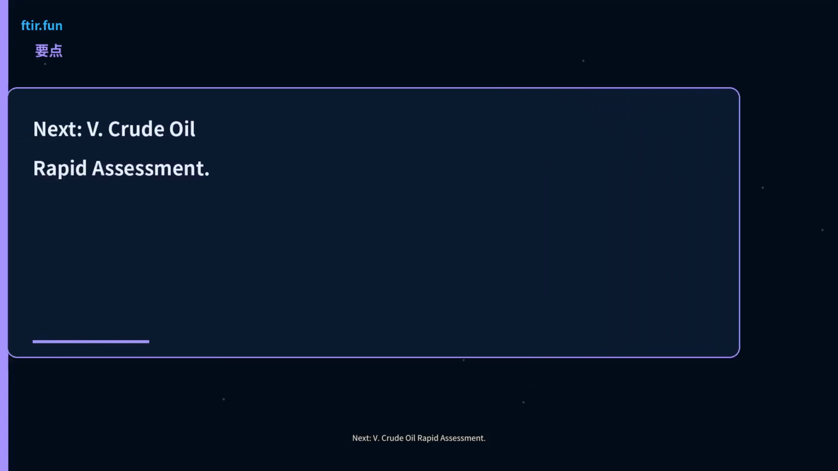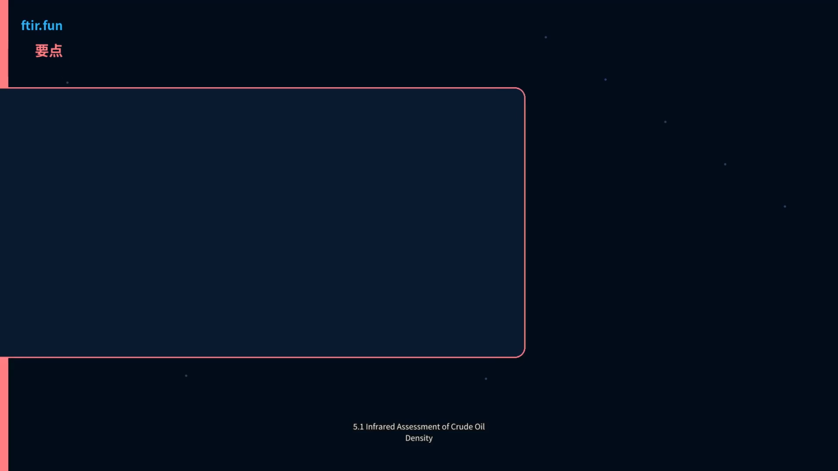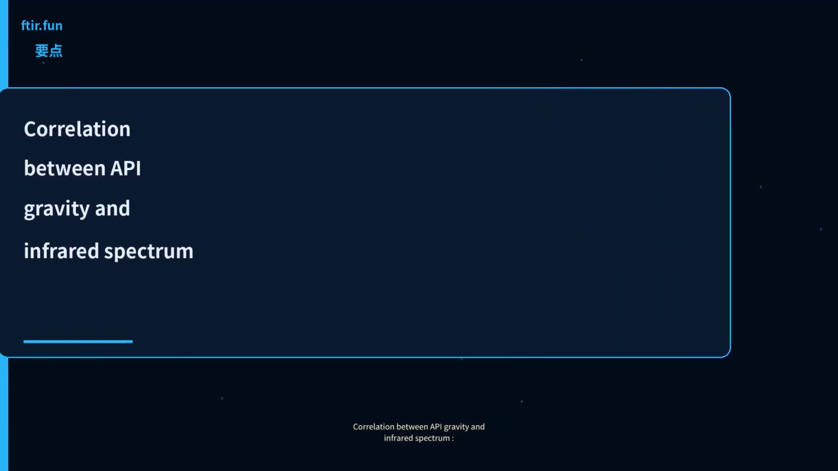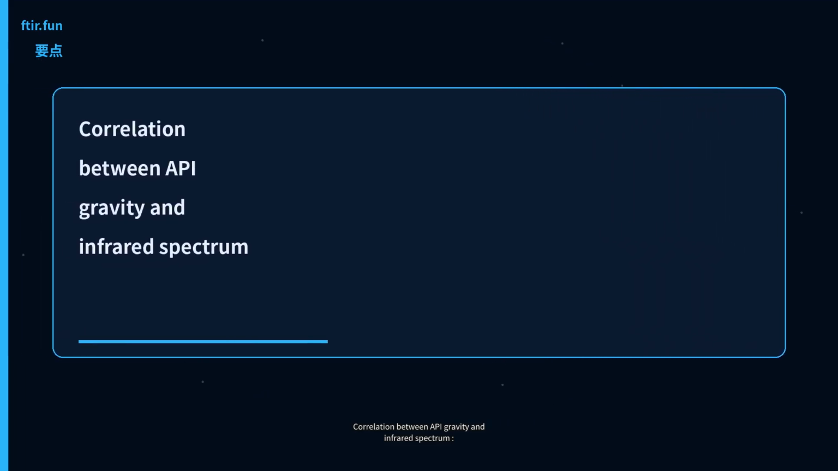Next, crude oil rapid assessment. 5.1 Infrared assessment of crude oil density. Correlation between API gravity and infrared spectrum.